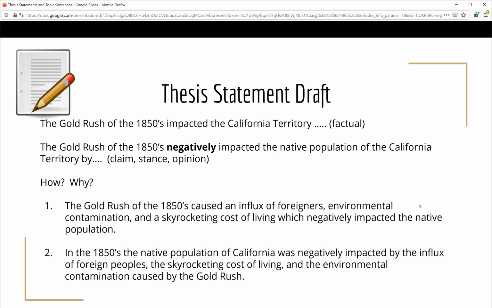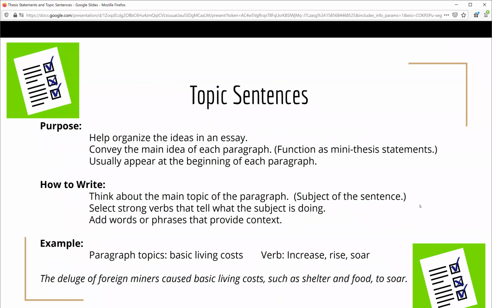Now, let's move on to topic sentences. In most expository academic papers, you will write to inform, to persuade, to describe, to instruct, or to analyze. In these essays, it will be expected that you organize ideas into multiple paragraphs. Each paragraph will have one topic and will usually begin with a topic sentence that introduces the topic or main idea. In a way, the topic sentence acts like a mini thesis statement. So, how do you write a topic sentence?